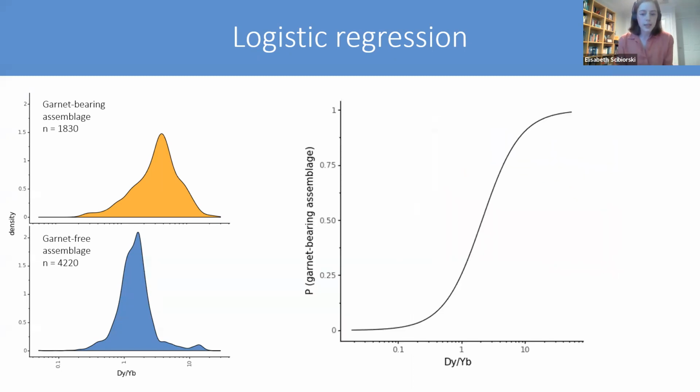So what this does is that based on the distribution of the input data, it uses a sigmoid function to predict the probability of any given data point belonging to one of the two groups. So in a graph, it looks like this.